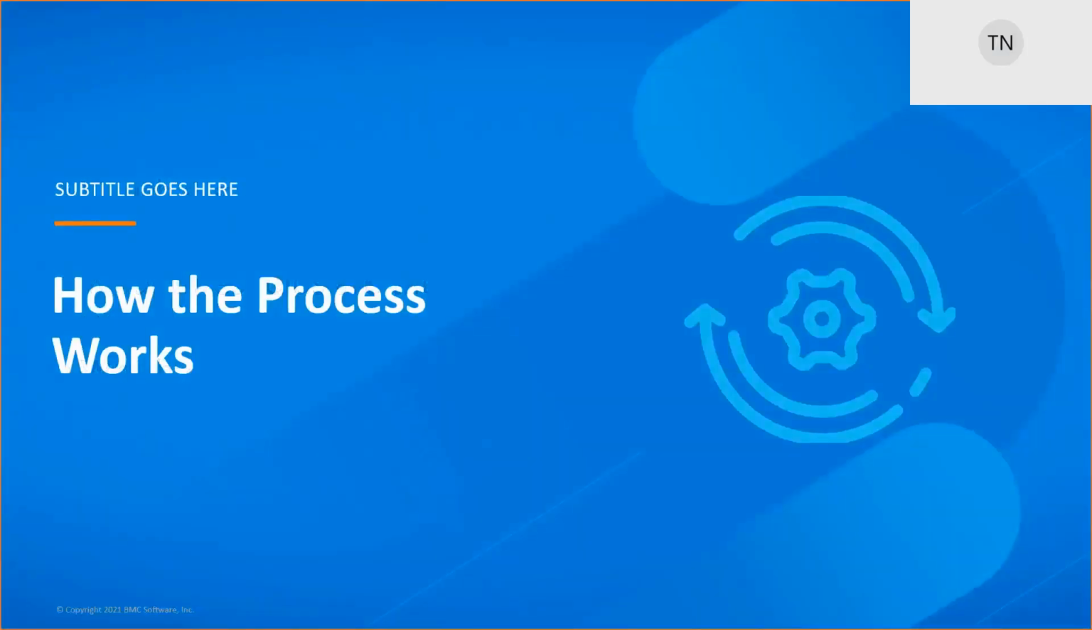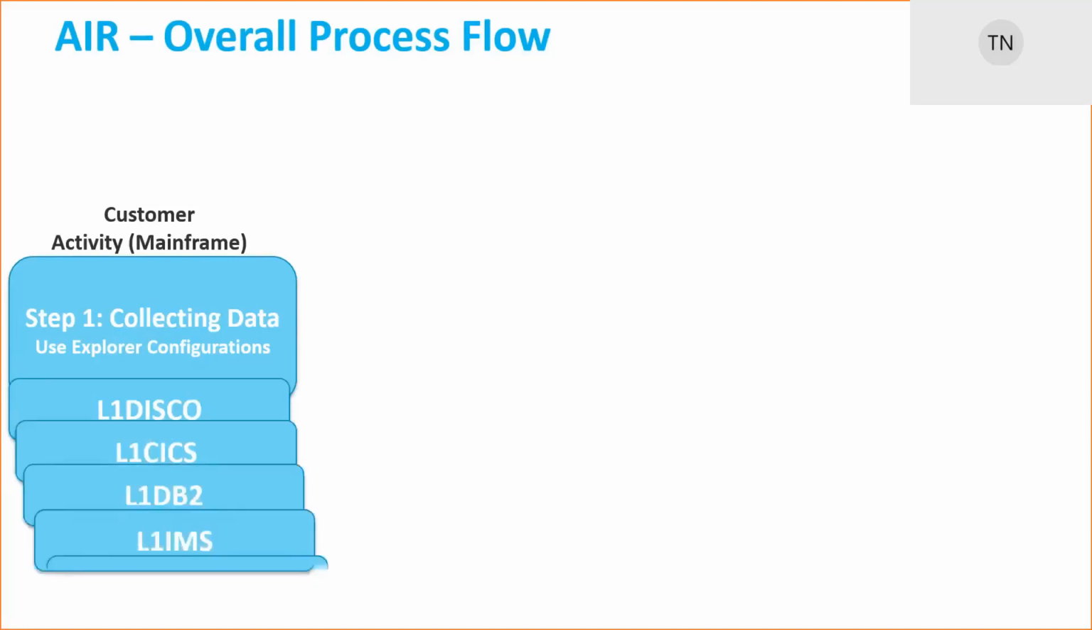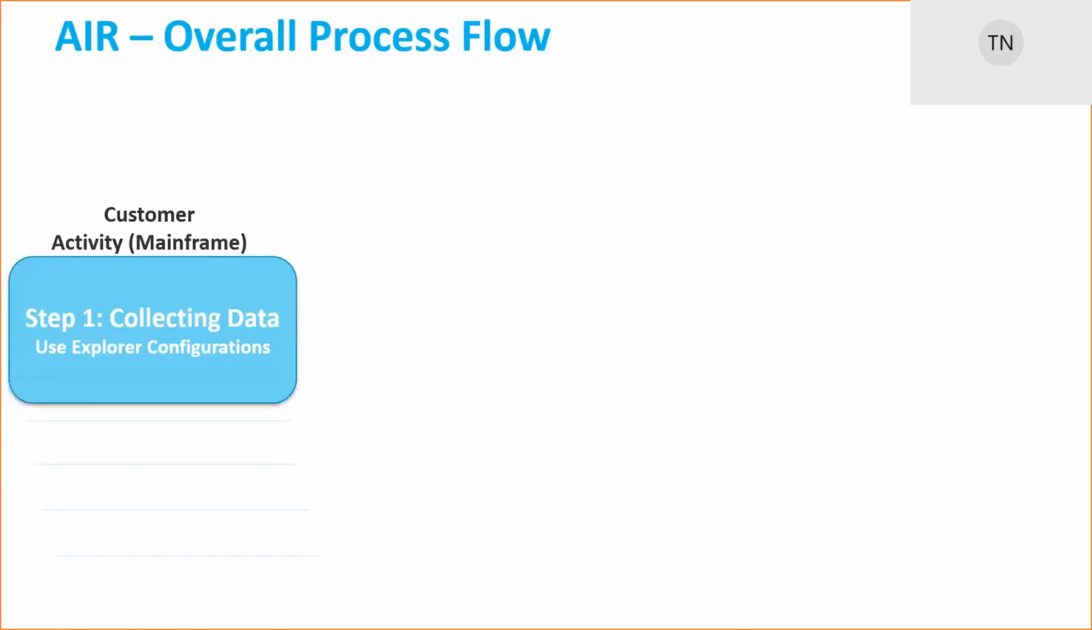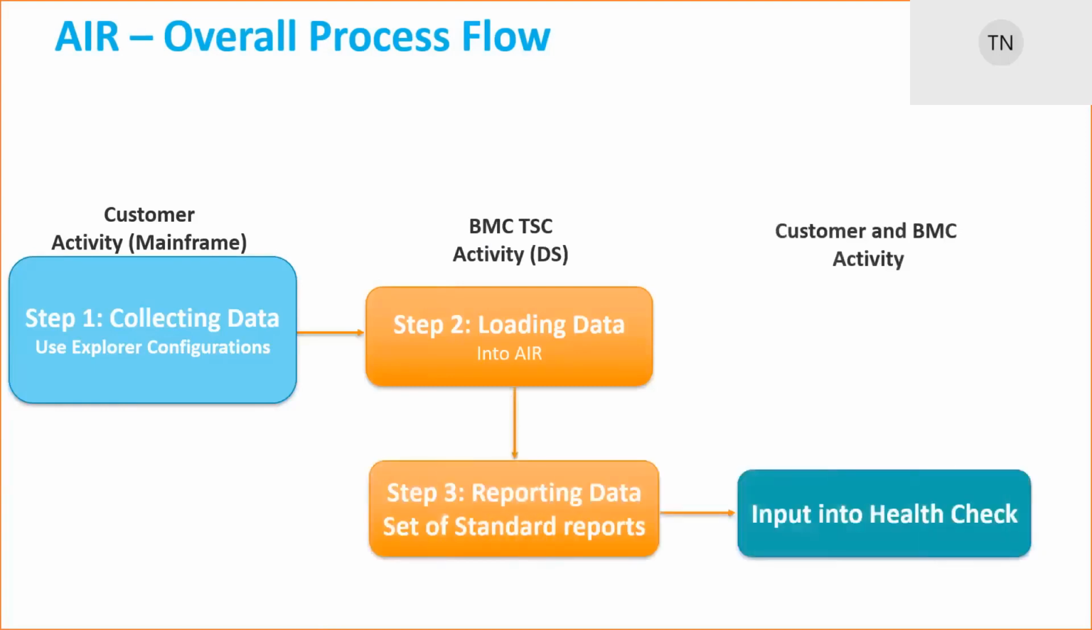So let's look at how this process works. Okay, here's the process flow. 1, the customer collects AMIOPS data using the Explorer and preset configurations, then sends CSV files to BMC. 2, we load these CSV files into AIR. And then 3, we run the reports, we do the analysis, we create a presentation, then go through the health check with the customer. Almost all of the time spent is on step 2, the analysis phase.